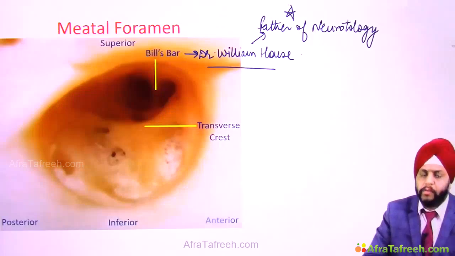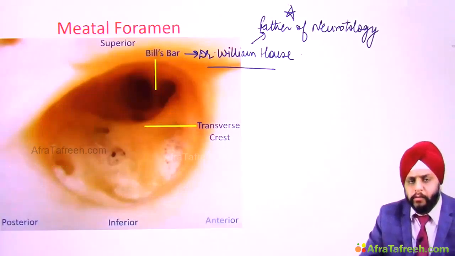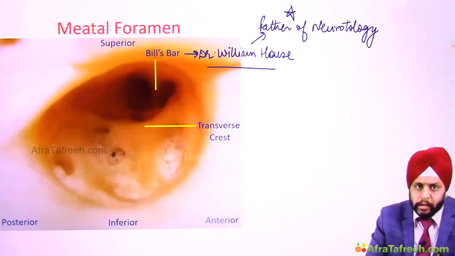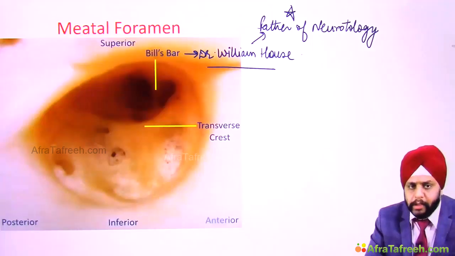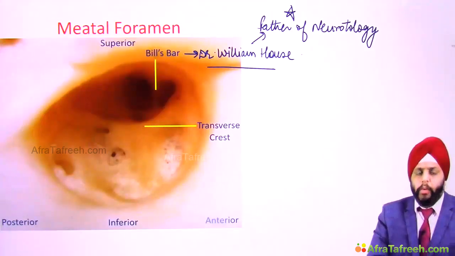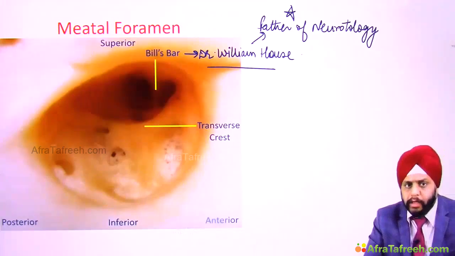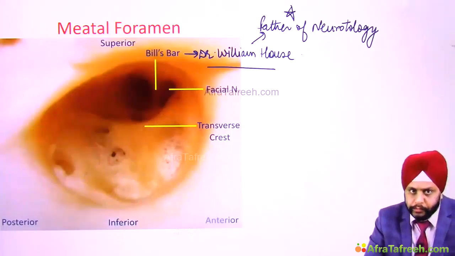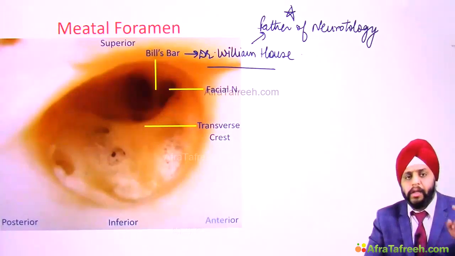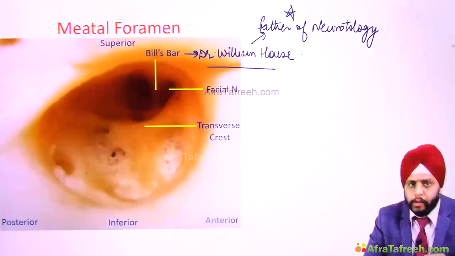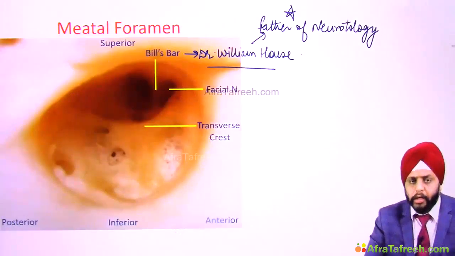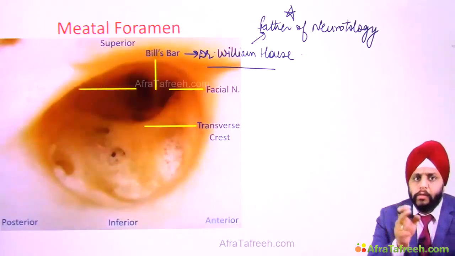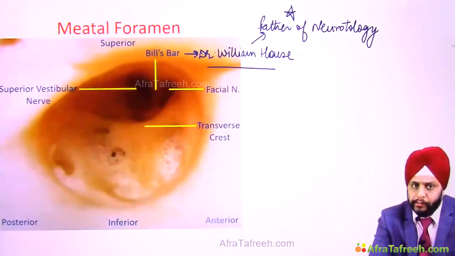This question has been asked in the MCQs. So William House, father of neurootology. His other name was Bill, and this is the name given to this bar, Bill's bar. Now, what is the significance of this Bill's bar? Anterior to this Bill's bar, we have the facial nerve. So this Bill's bar is a very important surgical landmark for facial nerve surgery. Posterior to this Bill's bar, as I just showed you, is the superior vestibular nerve.